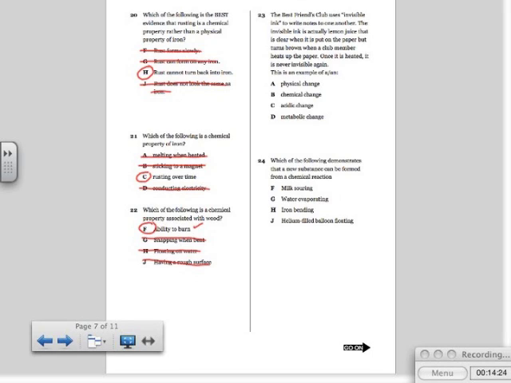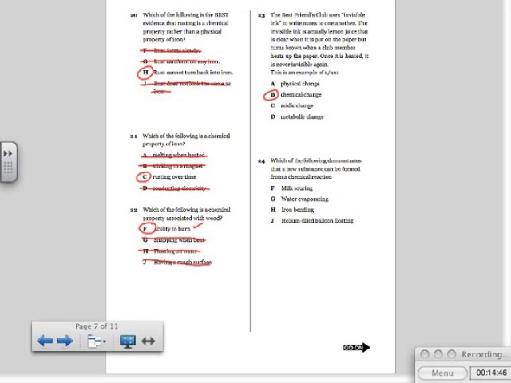Number 23. The Best Friend Club uses invisible ink to write notes to one another. The invisible ink is actually lemon juice that is clear when it is put on the paper, but turns brown when a club member heats up the paper. Once it is heated, it never is invisible again. This is an example of a chemical change because it can't be changed back.